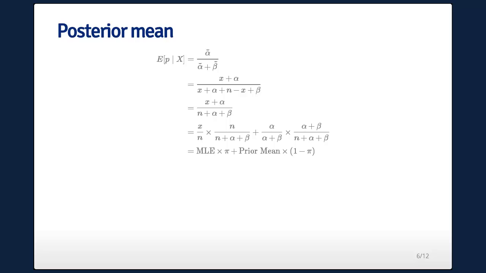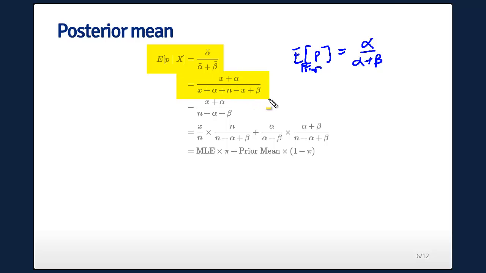There are some interesting ways to think about what happens with the mean in this case. The expected value of the parameter given the data is alpha tilde over alpha tilde plus beta tilde. The prior mean, the expected value of p over the prior, without considering the data, was alpha over alpha plus beta. This is equal to that, and I can rewrite it like this. Trust me or go through the arithmetic, you can write it out like that.